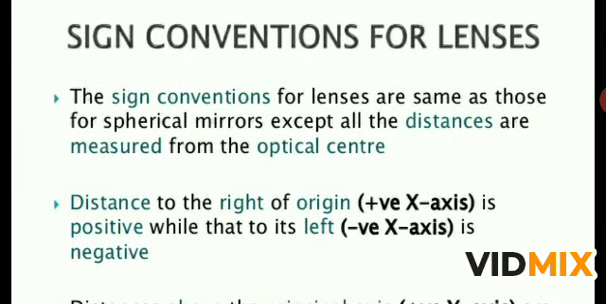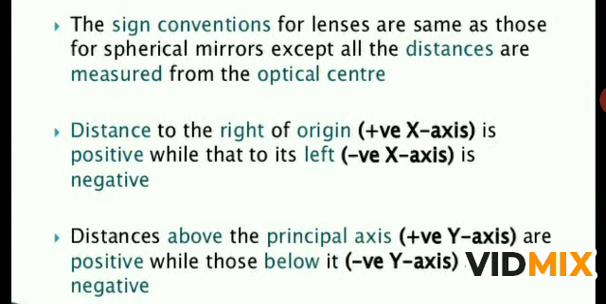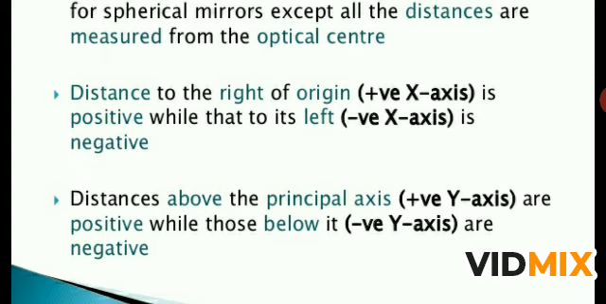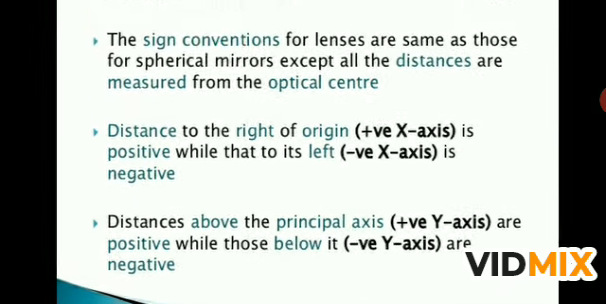Now, as we had learned sign convention about mirror, here is the sign convention for lenses. The sign conventions for lenses are the same as those for the spherical mirror, except all the distances are measured from optical center. In the case of mirror, we measure the distance from the pole, and here in the case of lens, we measure the distance from optical center. The distance to the right of the origin is taken as positive, and to the left of the origin, it is taken as negative. The distance above the principal axis is taken positive, and the distance below the principal axis is taken as negative. So these are the rules, and it is the same as we had learned in the case of mirror.